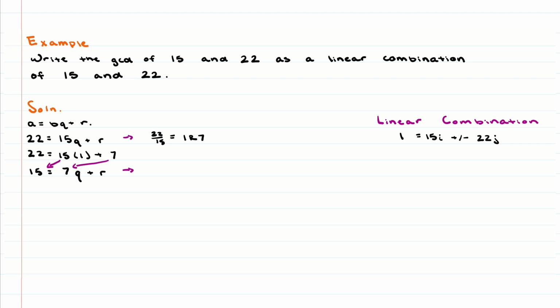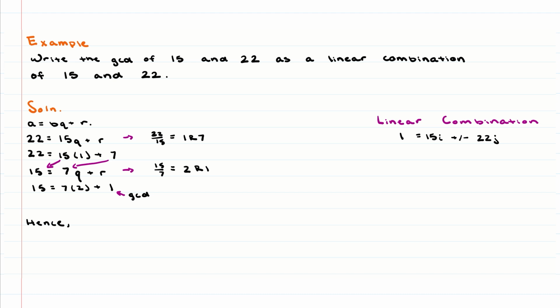Now note here that 15 over 7 gives us a quotient of 2 and a remainder of 1. So we can rewrite 15 equals 7q plus r as 15 equals 7 times 2 plus 1. And this is good because the remainder should reflect the greatest common denominator, which of course it does. We found earlier that the greatest common denominator of 15 and 22 is 1, so this is correct.